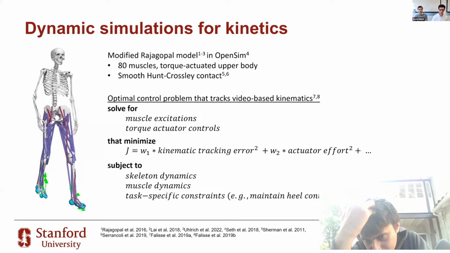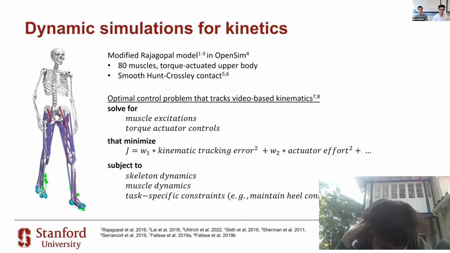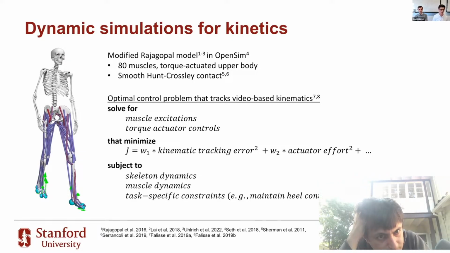constraints. Now, the reason we need some task-specific constraints and occasionally some task-specific objective terms is that people aren't using the same objective for every task. So the human neural control objective is not necessarily the same when you're trying to dunk a basketball versus walk. And so we need to encode this into the optimization.